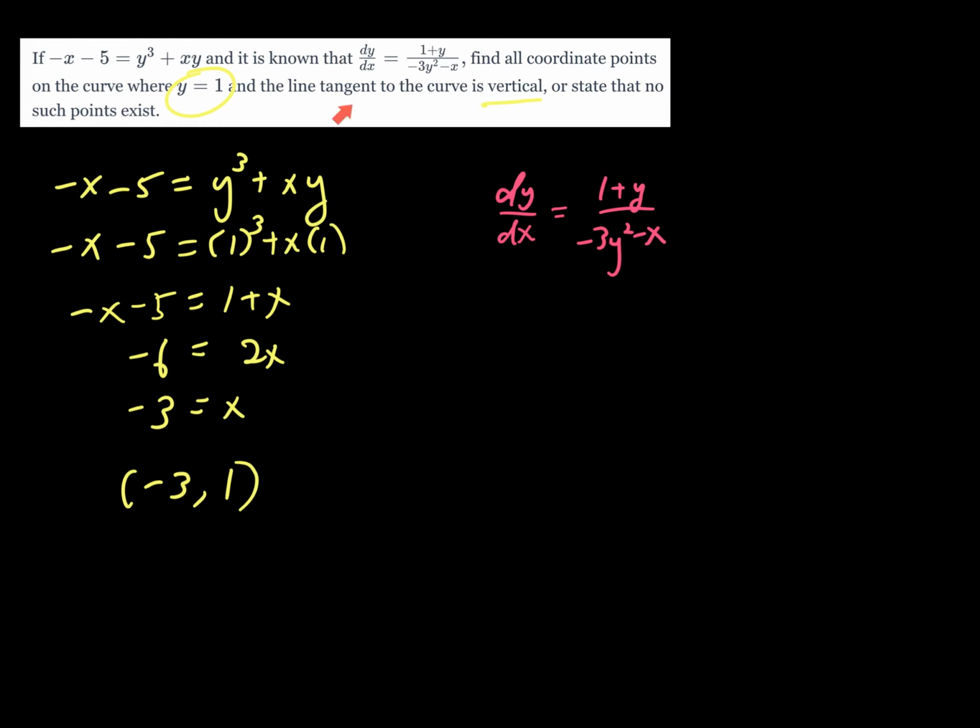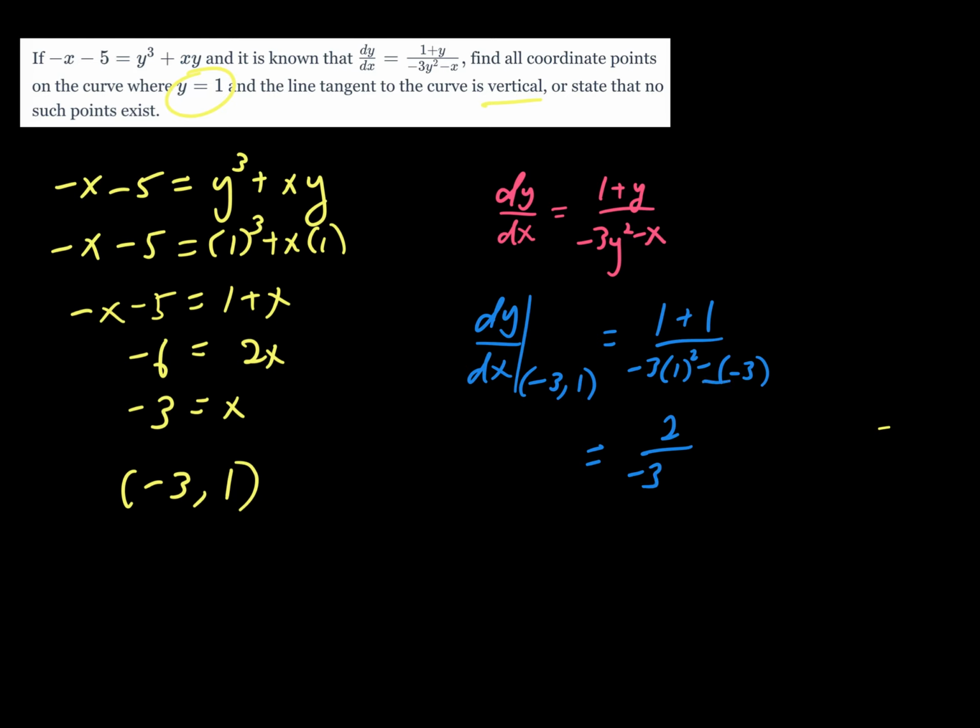What our question is asking now, since we only have 1 point, does this point have a vertical tangent line? Well, if it's a vertical tangent line, that means dy dx is going to be undefined. What makes it undefined? When that denominator becomes 0. Let's evaluate dy dx when our xy coordinate is negative 3 comma 1. Plug in your y value, and negative 3, plug in your x value. That's going to be 2 times negative 3, negative is positive 3. Aha, it is undefined.